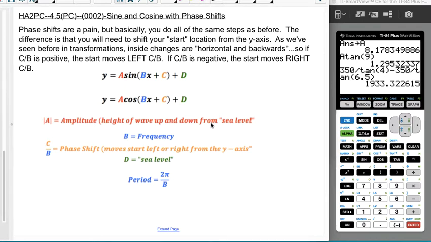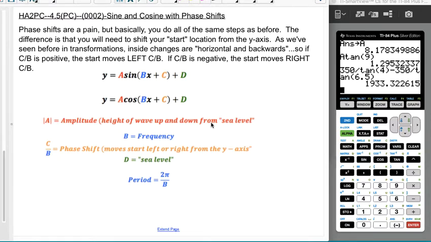Basically, you do all the same steps you do before. The difference is that you're going to need to shift your start location from the y-axis. What this fundamentally boils down to is that you're going to have to scale your x-axis more cautiously. You're going to care what those hash marks are instead of just dividing your period in quarters. You'll still use the quarters, but that's kind of the idea.